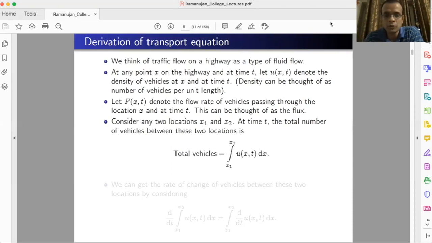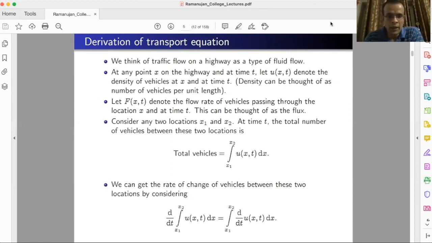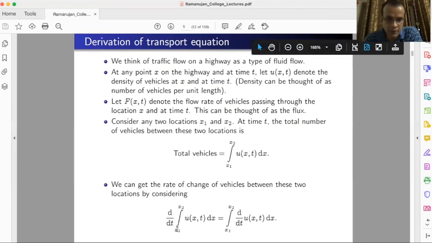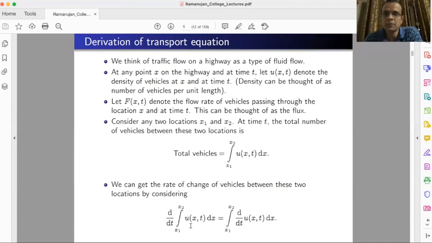So what is that integral? So the total number of vehicles is going to be the integral from x1 to x2 of u(x,t) dx. So this is at time t. And we can get the rate of change of the number of vehicles between these two locations by considering the derivative. So what we have is this derivative, d/dt of the integral from x1 to x2 of u(x,t) dx. So now let's assume that we can interchange the integral and the derivative. So we have the integral from x1 to x2 of du/dt dx.